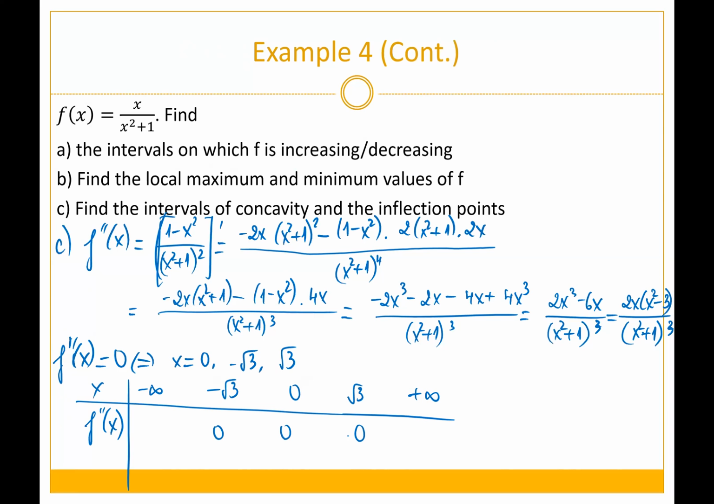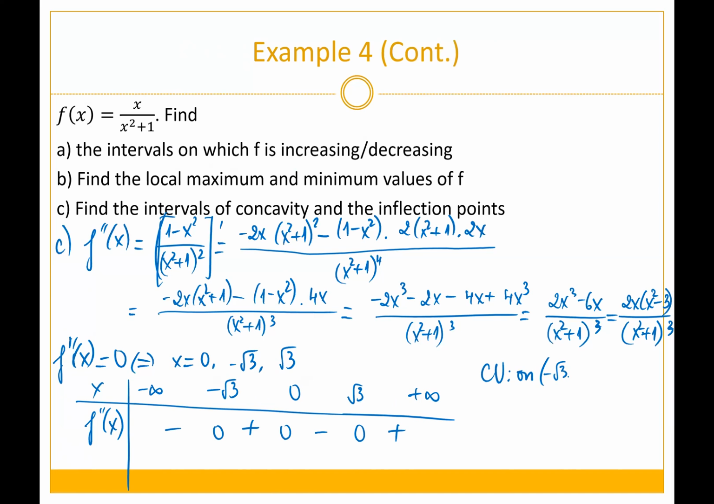So if you just put a random number in, you're gonna have plus, negative, plus, and this is negative. Just a random number here, it can be negative 1, here is 1, here is maybe like 2, this is negative 2.